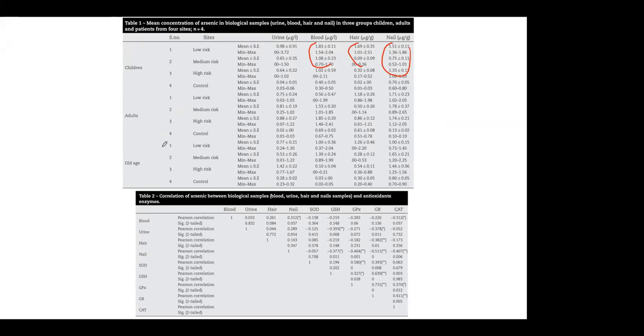Then we used a correlation analysis between some antioxidant and oxidative stress enzymes and the blood, urine, hair and nail samples. You can see here that the hair and nail samples are correlated, and GSH activity was negatively correlated with the urine and also with the nail samples. GPX activity was negatively correlated with the nail samples, and GR and catalase also showed some negative correlation. However, catalase showed positive correlation, and GR showed positive correlation with the GPX activities.